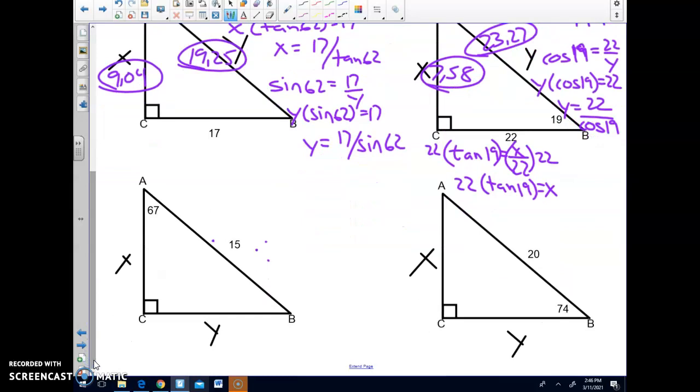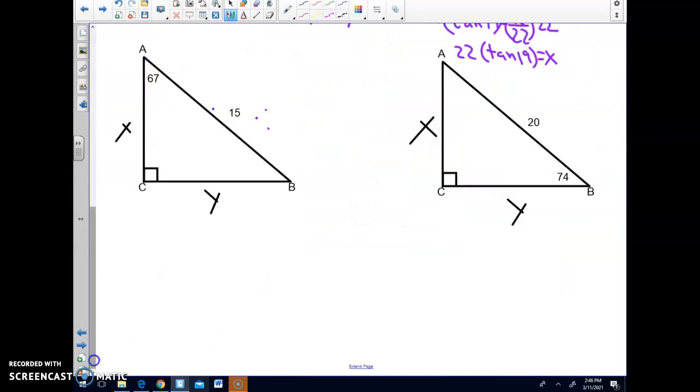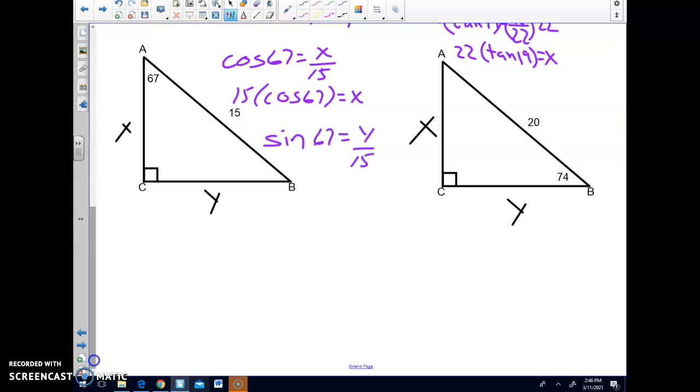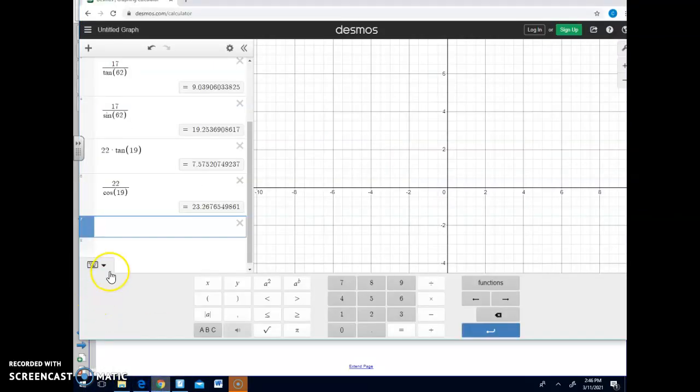The bottom ones are probably the easiest in terms of I'm giving you a hypotenuse. So in this case, the cosine of 67 equals x over 15, and it's simply 15 times the cosine of 67 equals x. For y, it's the opposite side, so sine of 67 equals y over 15, and 15 times the sine of 67 equals y. So those are pretty straightforward, and I'll put them right into my calculator.